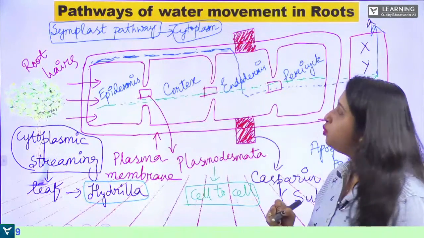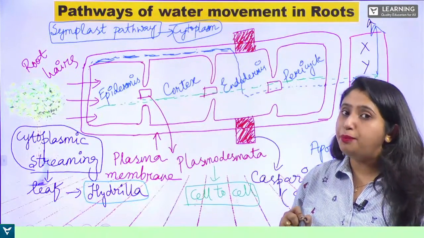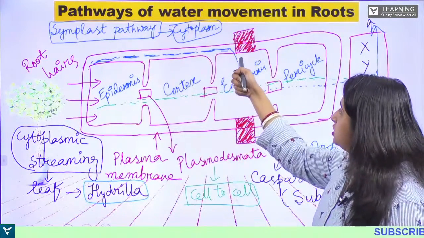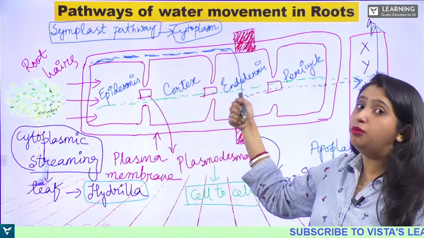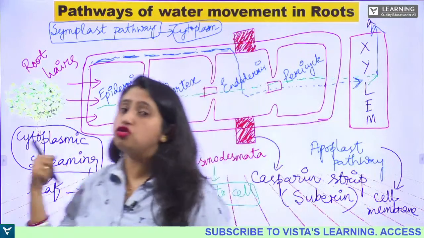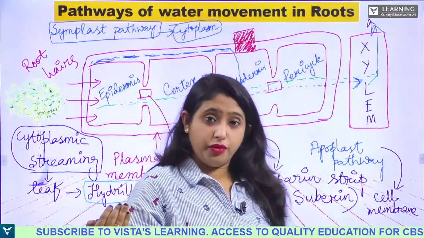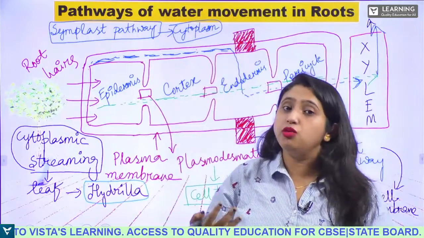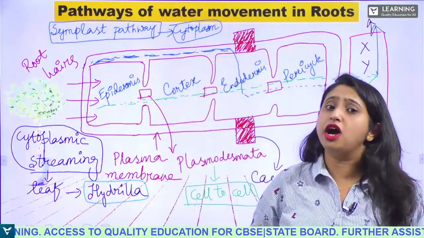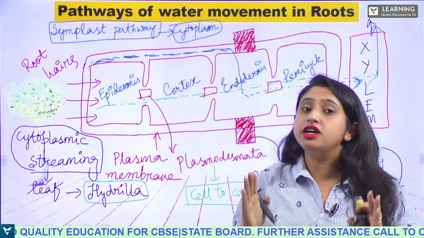This is the pathway of water movement. Apoplast means it cannot cross this suberin layer. It has to come to the endodermis. Only then can it cross the pericycle and reach the xylem. And the xylem will be transporting the water and the minerals to various parts of the plants. So we are talking here about the xylem.